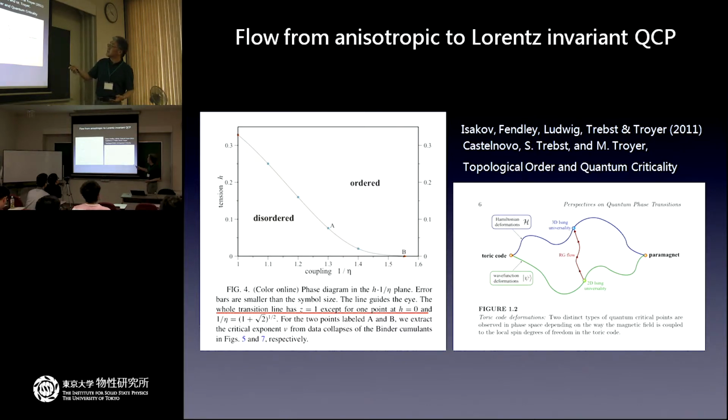One is the so-called Hamiltonian deformation approach, and another is the wave function approach. These two different approaches give us two different fixed points, characterizing the phase transition between these two phases. However, there is also another path, an RG flow path, inside this picture, which connects these two fixed points.